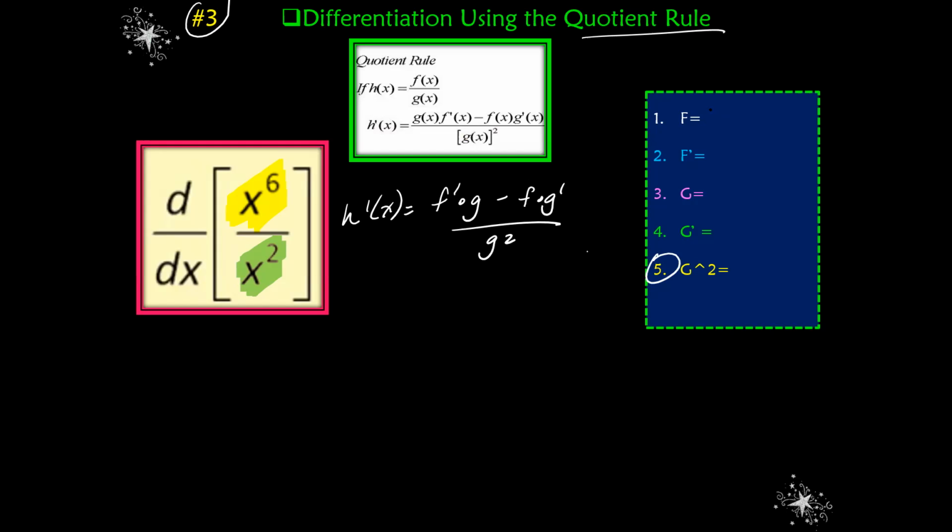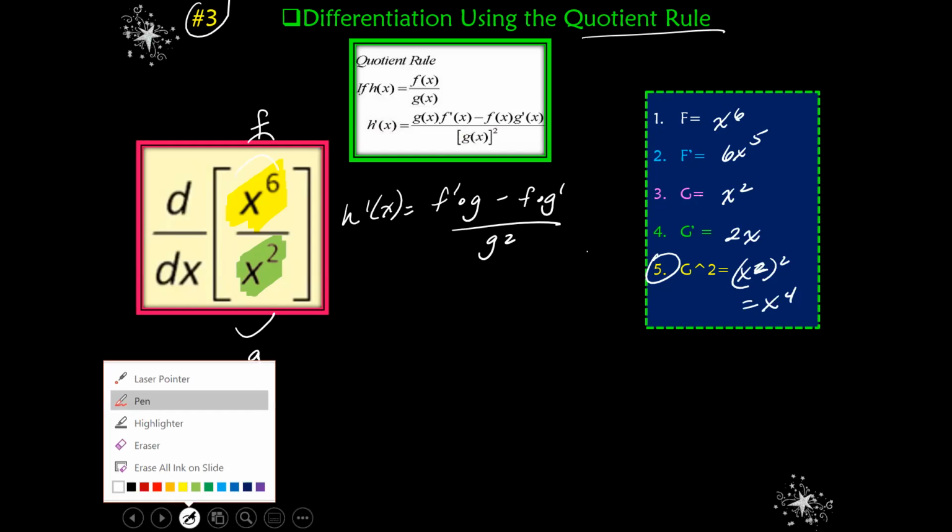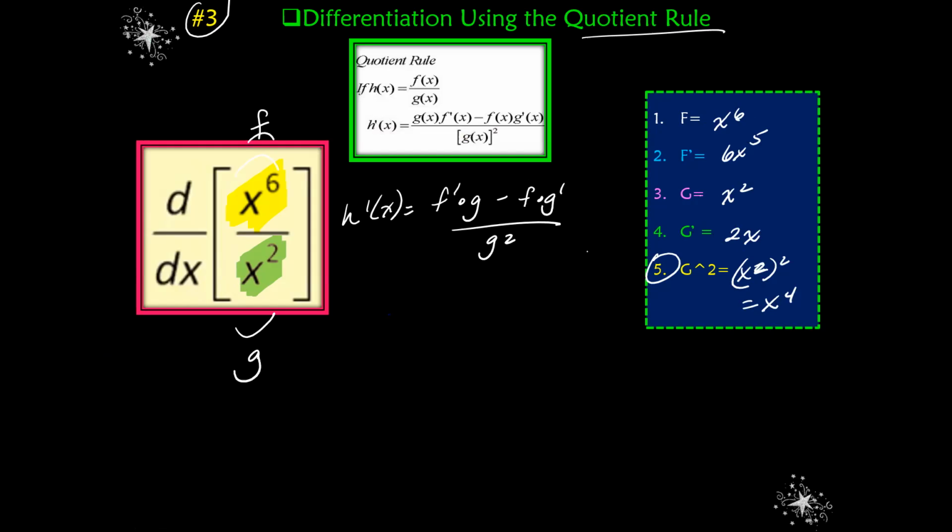So then my f is going to be the top part, so I'm going to use that as f. Bottom part is g. F is going to be x to the 6th. F prime is 6x to the 5th. G is going to be x squared. G prime is 2x. G squared is going to be x squared squared, which is x to the 4th. Now let's go ahead and plug this in.